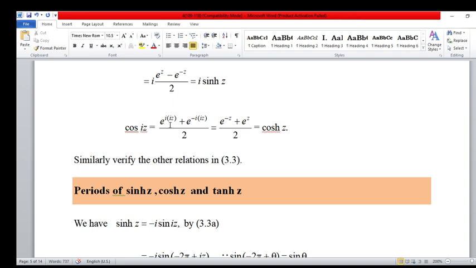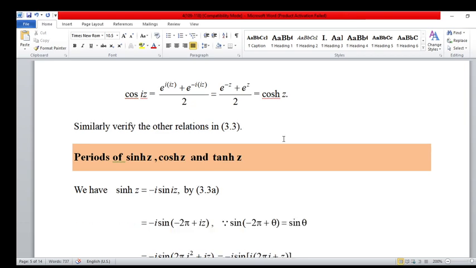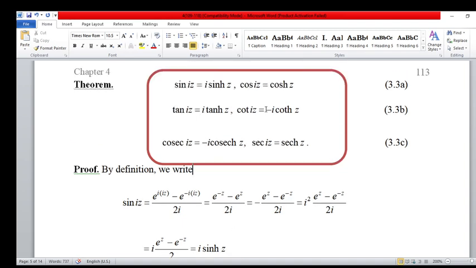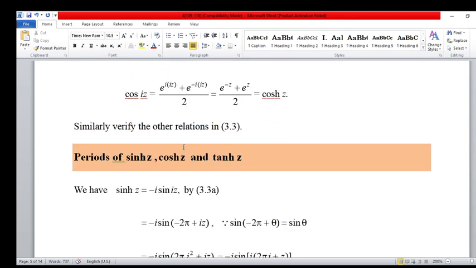Second formula, same here. Cos iz is equal to e raised to the power i into iz, plus e raised to the power minus i into iz, upon 2. This is e raised to the power minus z plus e raised to the power z upon 2. This is cos hyperbolic z. So these two formulas are shown here, and these are again very simple. Tan iz, cot iz, sec iz and cosec iz.